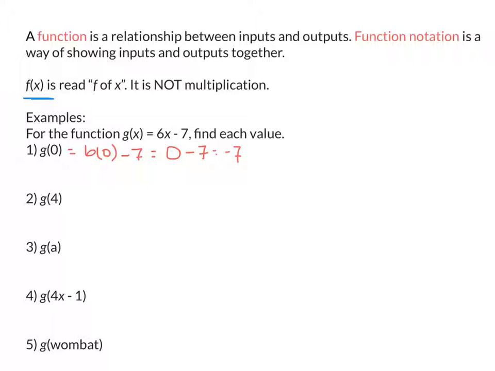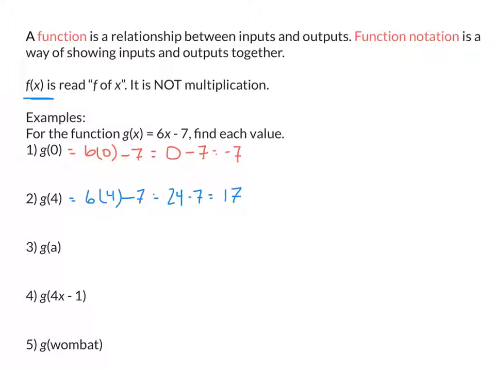For g of 4, same thing. We're inputting the number 4 for x. So we have 6 times 4 minus 7. 6 times 4 is 24, still minus 7, and 24 minus 7 is 17. So an input of 4 has an output of 17.